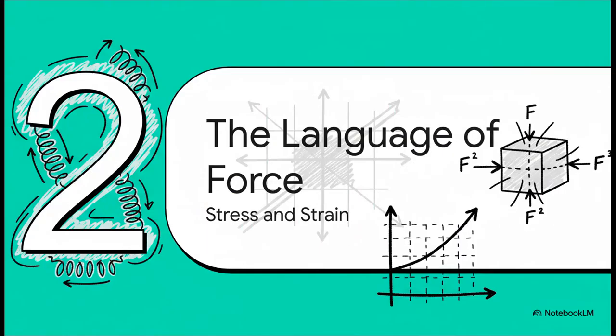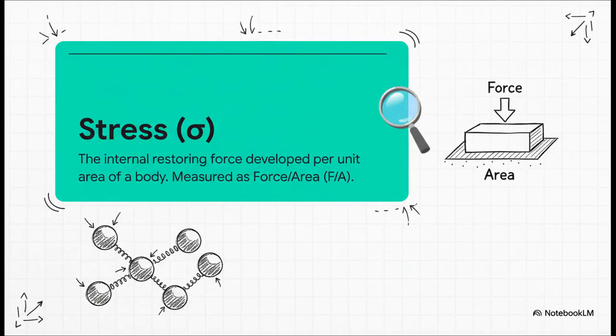Okay, moving on to section 2: the language of force. To really talk about this stuff like a physicist, we need a couple of new words in our vocabulary. And these two words are absolutely critical: stress and strain. So, what's stress? Well, it's the internal restoring force that pops up inside a material when you mess with it. Remember our little atomic springs? Stress is literally the measure of how hard those springs are fighting back. And how do we calculate it? Simple. It's just the force you apply divided by the area it's applied over. F over A. That's it.